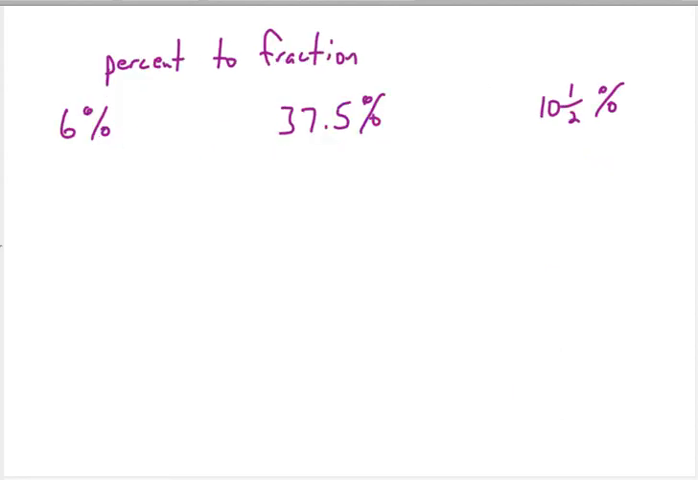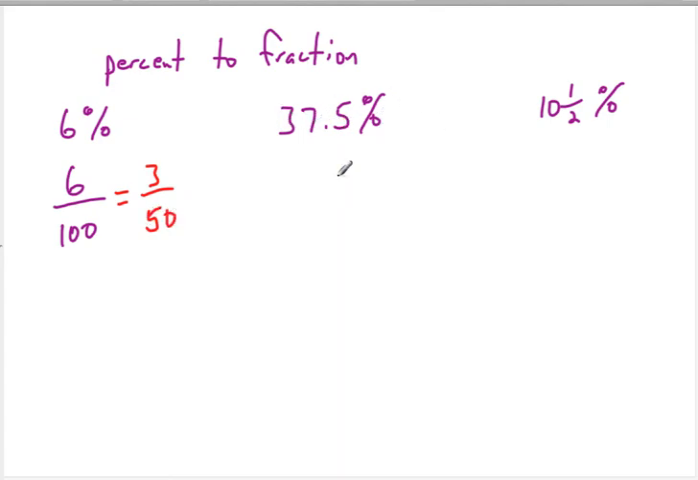All right, so now percent to fraction. The first part of this is really simple because we know the word percent actually means per 100. So we just say 6 over 100. Now whenever you change a percent to a fraction, you're always going to want to reduce that. So 3 over 50 will be our final answer.